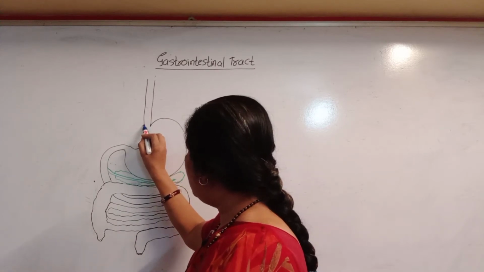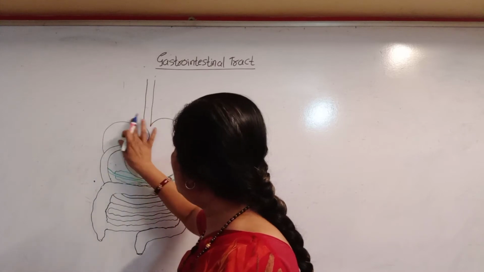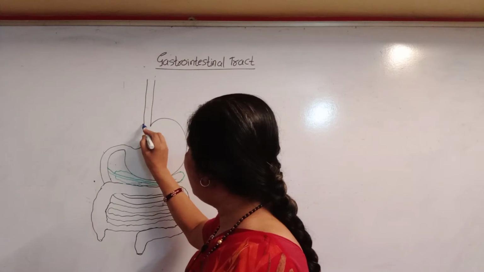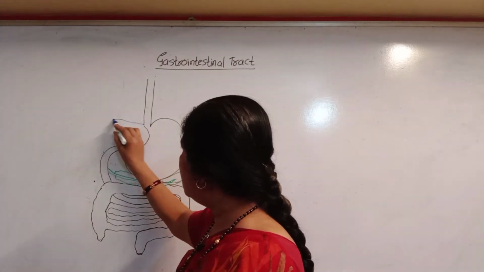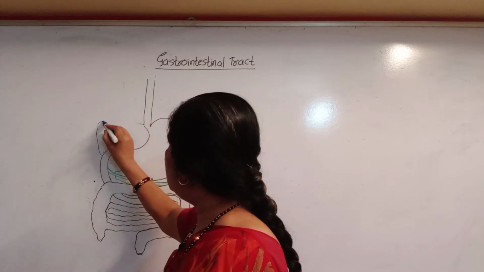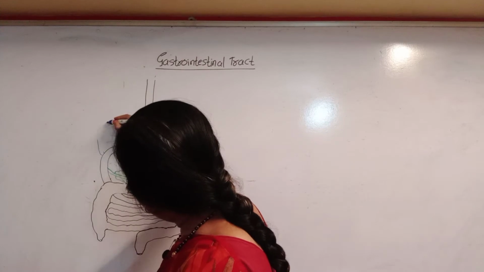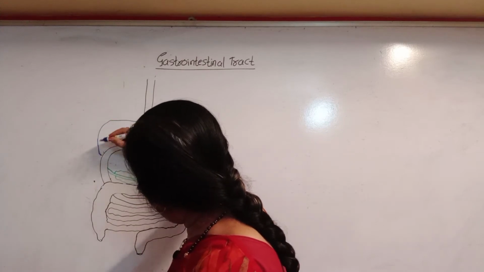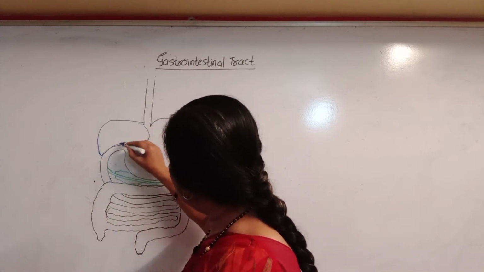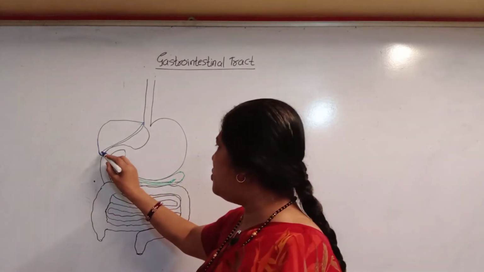It secretes bile juice, which consists of two pigments, that is bilirubin and biliverdin. So I am drawing this liver. Okay. So this is our gastrointestinal tract, that is the digestive system.